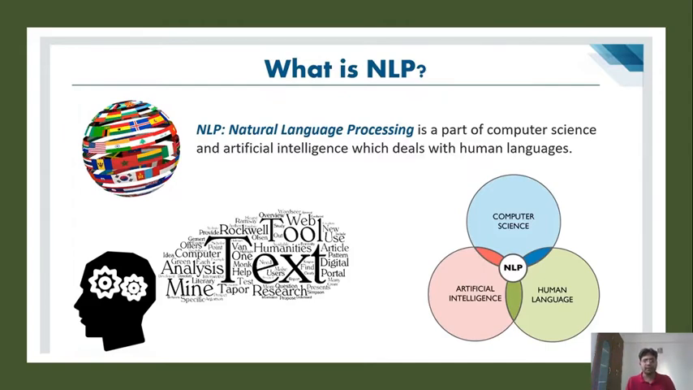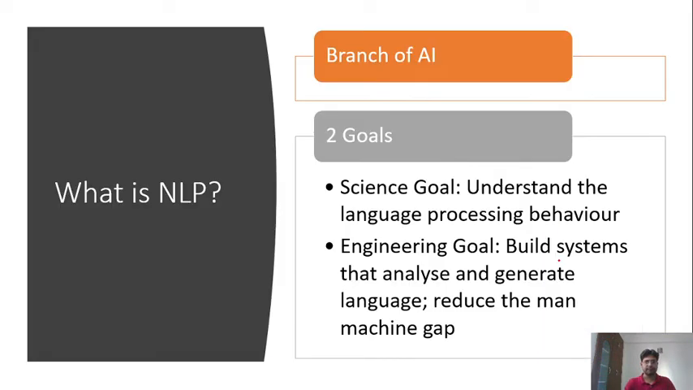Now, if you look into natural language processing, this is the union of three different branches or three different things. One is computer science, second is AI, and third is human language. So a person working in the NLP domain should have some knowledge of computer science, good knowledge of AI, and good knowledge of natural human languages as well, how exactly languages work. So this is a mixture of three domains.